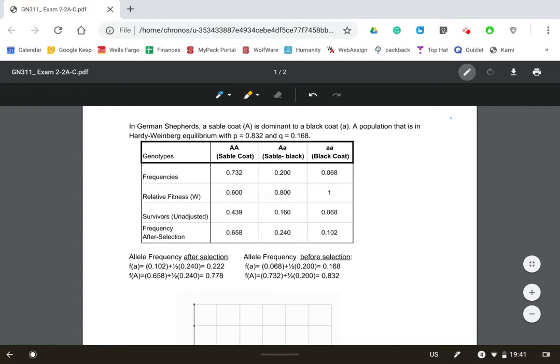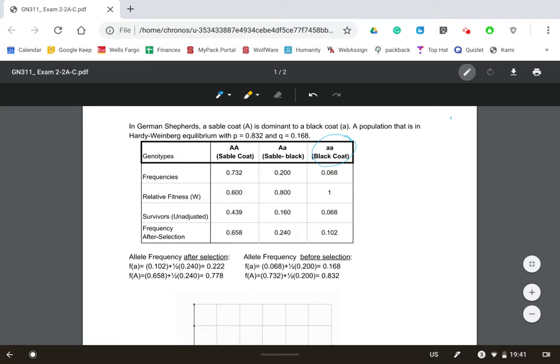In German Shepherds, a sable coat is dominant to a black coat. And here our population follows the Hardy-Weinberg equilibrium. In our population of German Shepherds, an all-black coat is selective. That's the coat that is the most rare and the one that breeders like the most. Perhaps it helps them camouflage in the dark in this case.